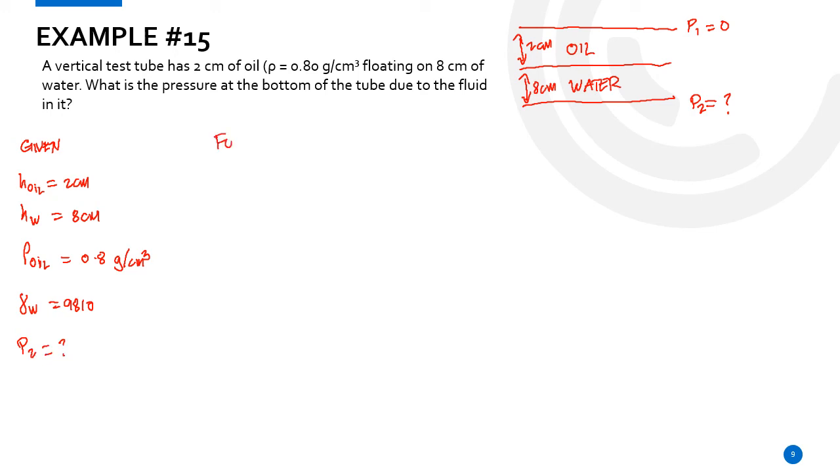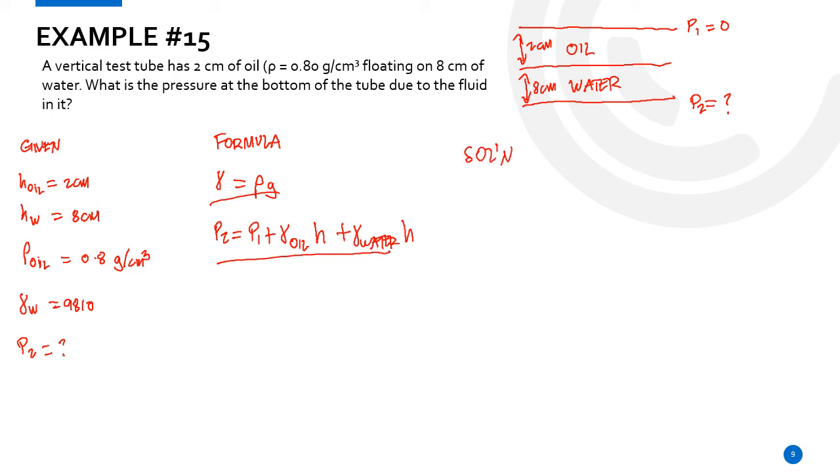So, formula. So, formula nga first na ito makuha kay density man ang gihatag. So, specific weight is equal to density times gravity. Okay? Then, P2 is equal to P1 plus specific weight ni oil times height, no? Plus specific weight ni water times height. Okay? Muna na itong mga formula karon. So, solution. So, solution na ito nga una.